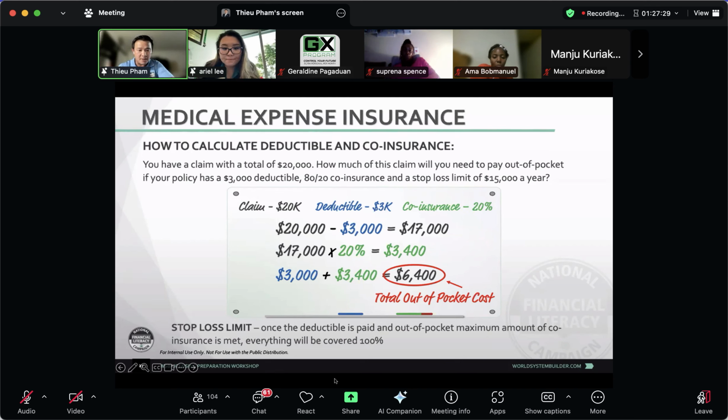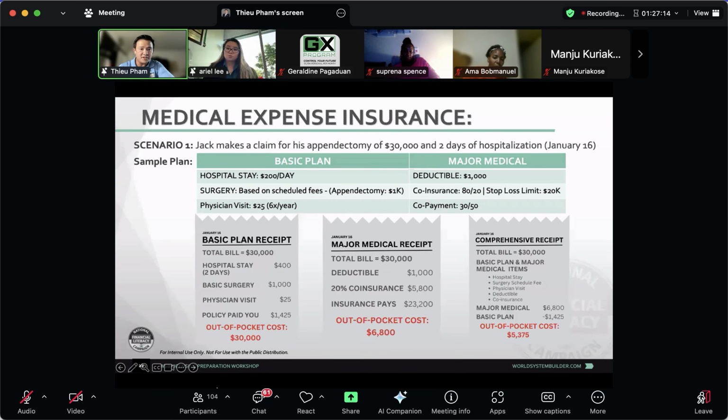Stop loss. Once the deductible is paid out of pocket and the amount of co-insurance is met, everything will be covered 100%. So in this case, the stop loss is 15,000, so the client still has a long way to go. Here's another example of what you might see in the test. They'll probably give you this whole part, and then you have to figure out what the out of pocket is.